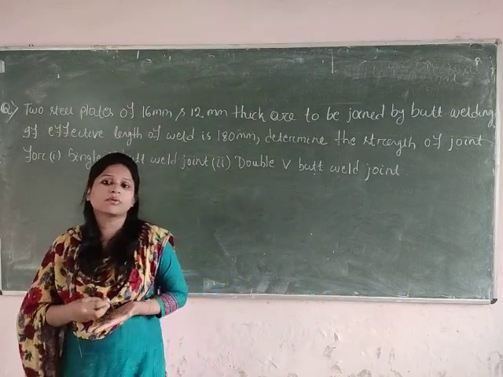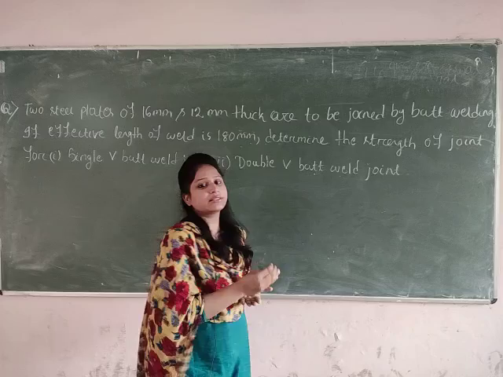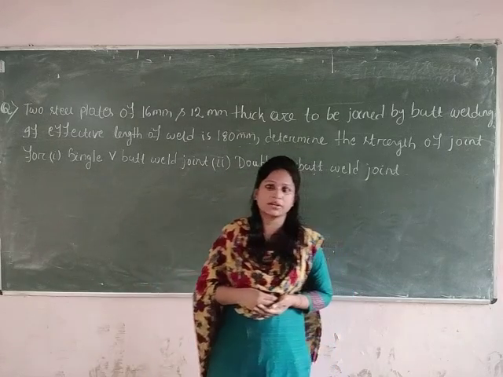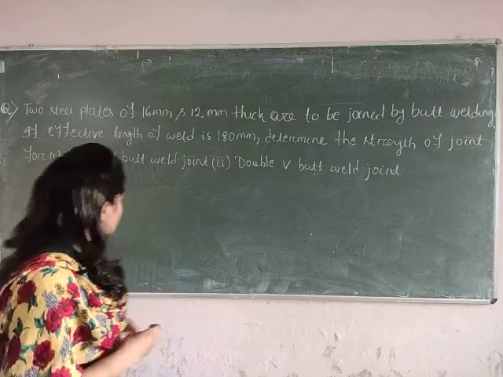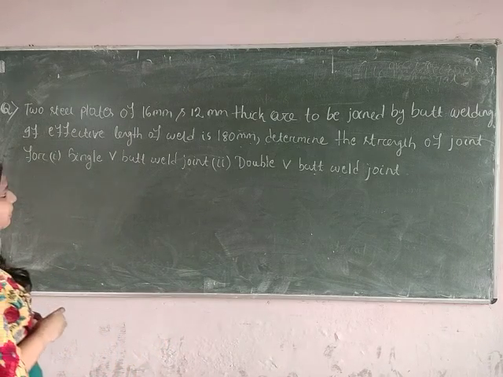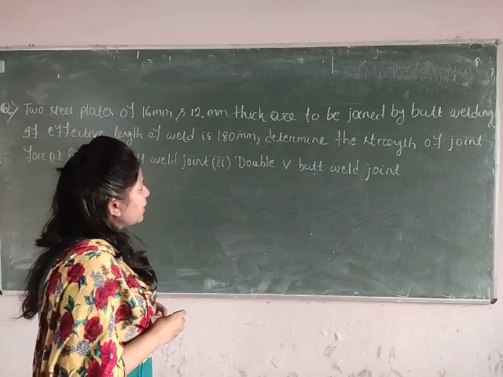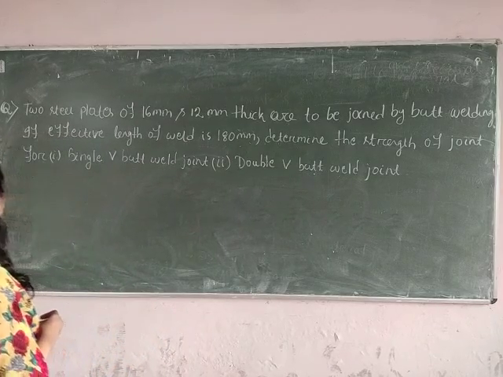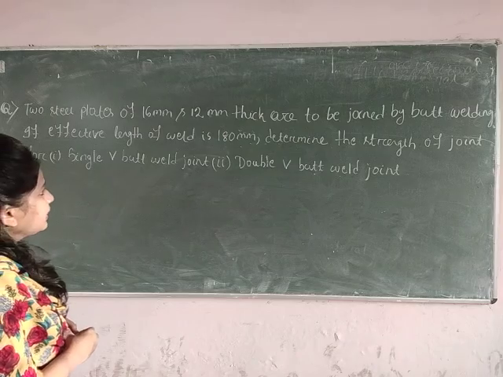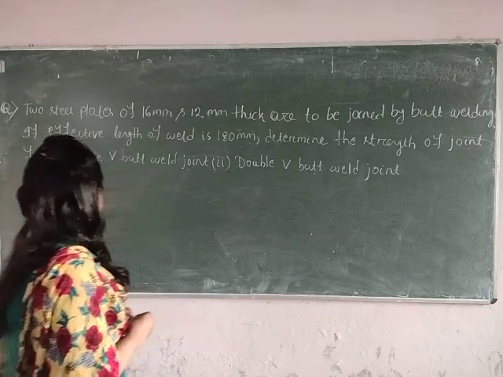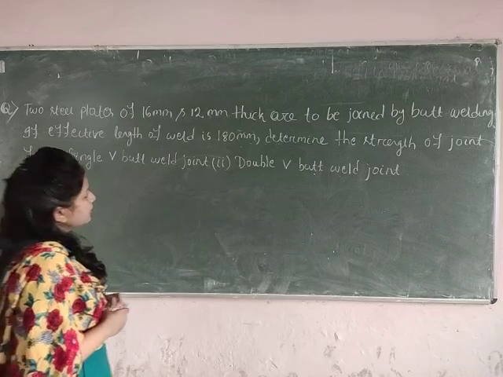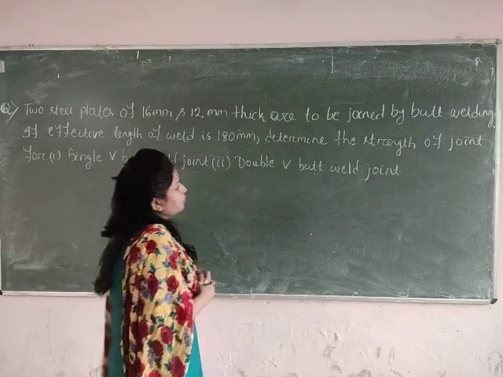So analytical problem means we have to calculate the strength of the joint, that means we have to calculate the load carrying capacity of the joint. So here the question says: two steel plates of 16 mm and 12 mm thick are to be joined by butt welding. If effective length of weld is 180 mm, then determine the strength of joint for single V butt weld joint, then for double V butt weld joint.